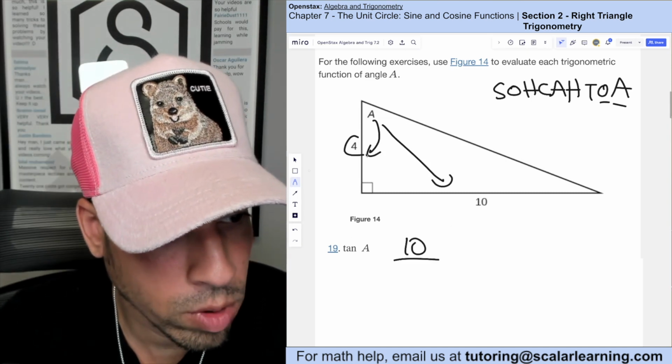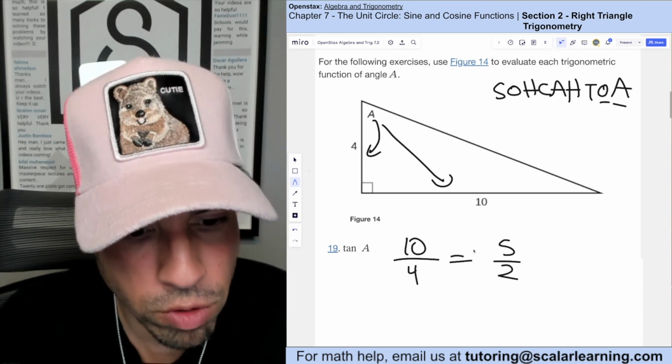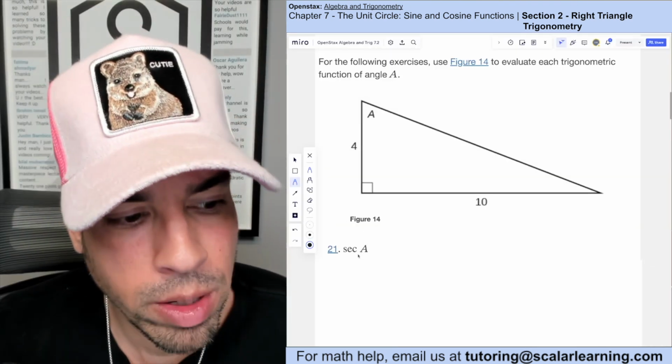Adjacent to A is this one. It's the adjacent leg, which is 4. So it's just 10 over 4, which reduces to 5 over 2. Boom, done. So for this one, we've got secant.